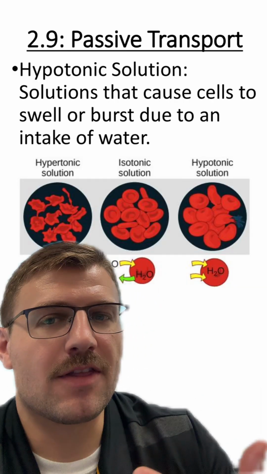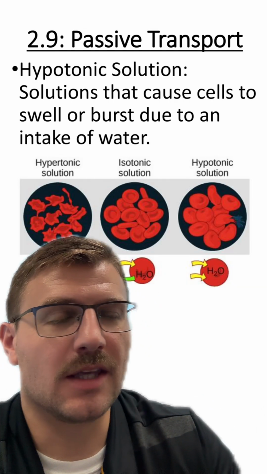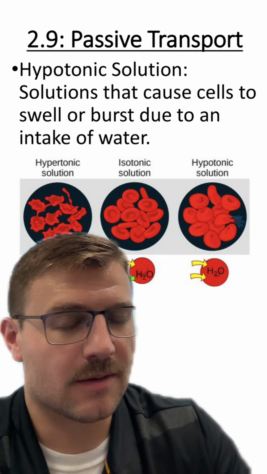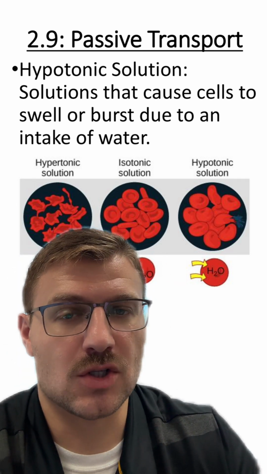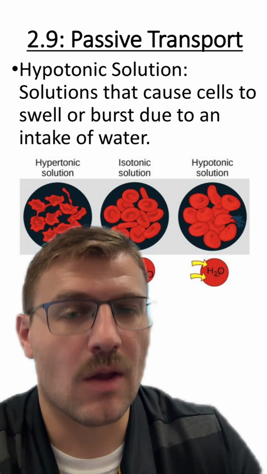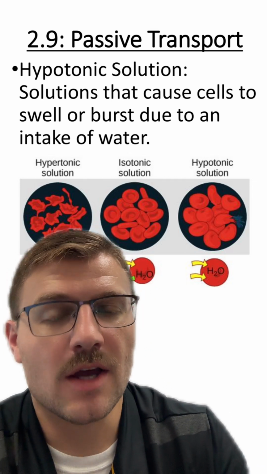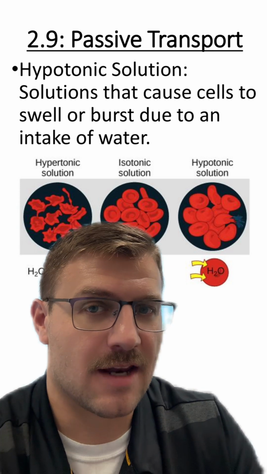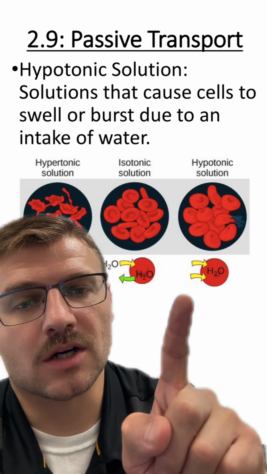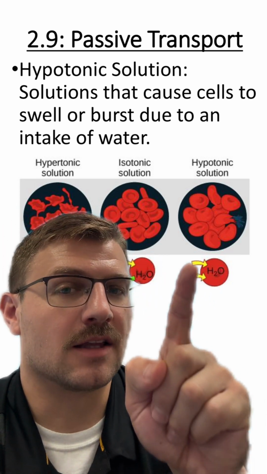Now we typically have three different types of solutions when looking at cells in water. In a hypotonic solution, water rushes into the cell because there was a higher concentration of water outside the cell to start out with compared with the inside of the cell. And as you can see, water rushes in, making the cell expand.